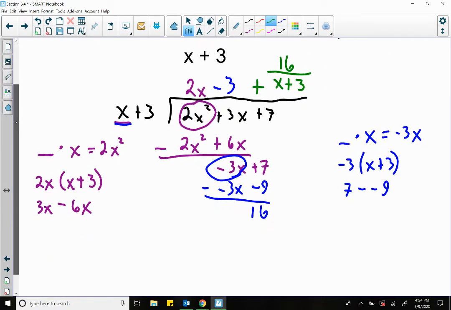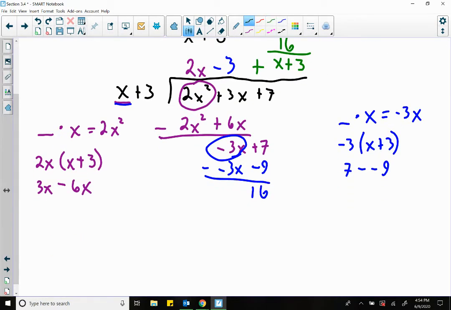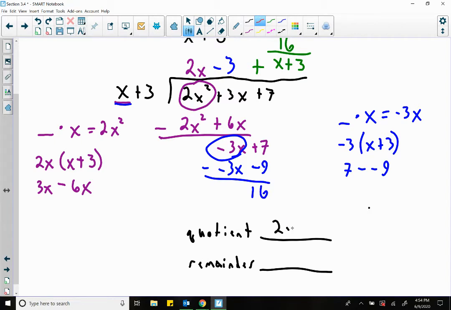But our assignment wants it like this. What's the quotient? And there's a blank. And what's the remainder? And there's a blank. So, what do you think goes in the quotient? You're absolutely right. 2x minus 3. What goes in the remainder?